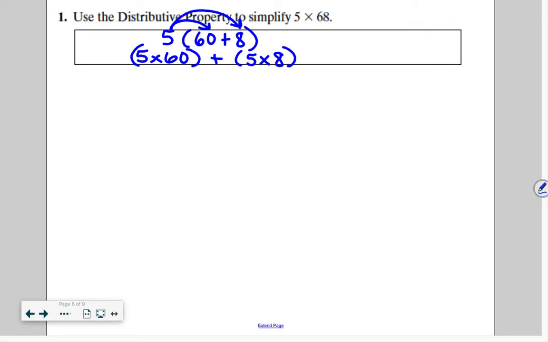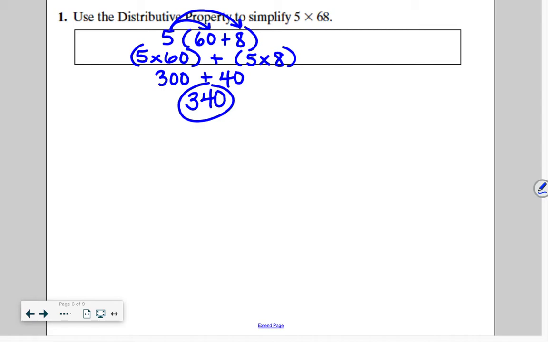How much is 5 times 60? 300. What's 5 times 8? 40. And 300 plus 40 is 340. You just quickly multiplied 5 times 68 without using a calculator, just by using the distributive property. Deconstruct 68, call it 60 plus 8, and multiply them together.